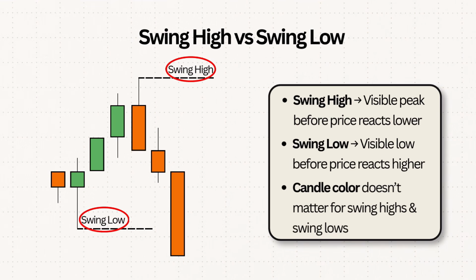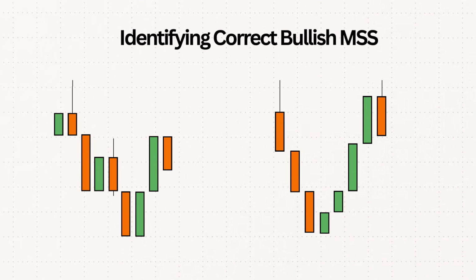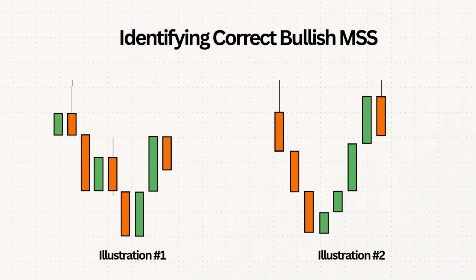These swing highs and swing lows are very important in market structure because MSS is based on whether price can successfully reclaim and close beyond these key swing points. Now, before we move on to real chart examples, I want you to take a look at these two illustrations and see which one shows a valid bullish market structure shift. Pause the video if you need to and try identifying it yourself first.